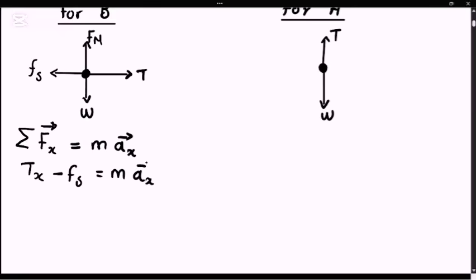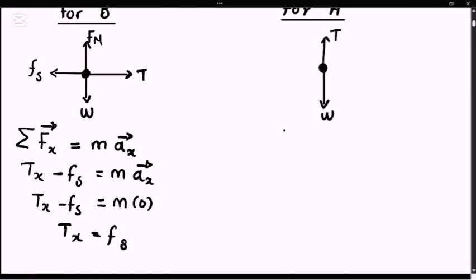But the question says that we must determine a weight which will make the system be in equilibrium. And we know that in equilibrium, the acceleration is equal to 0. So on your right side here, m, you will multiply it with 0. Which means now your tension along the x minus your static friction is equal to 0. Then you take the negative static friction to the other side, which will give you tension along the x-axis equal to your static friction.